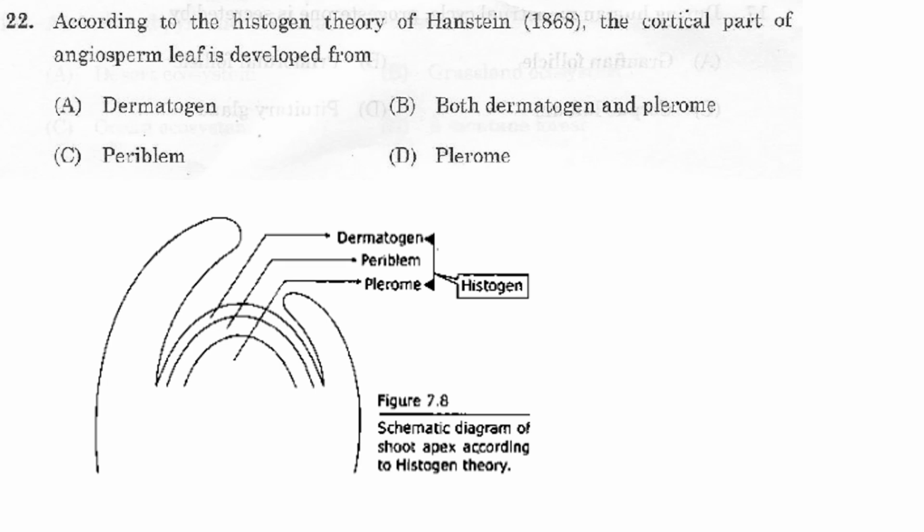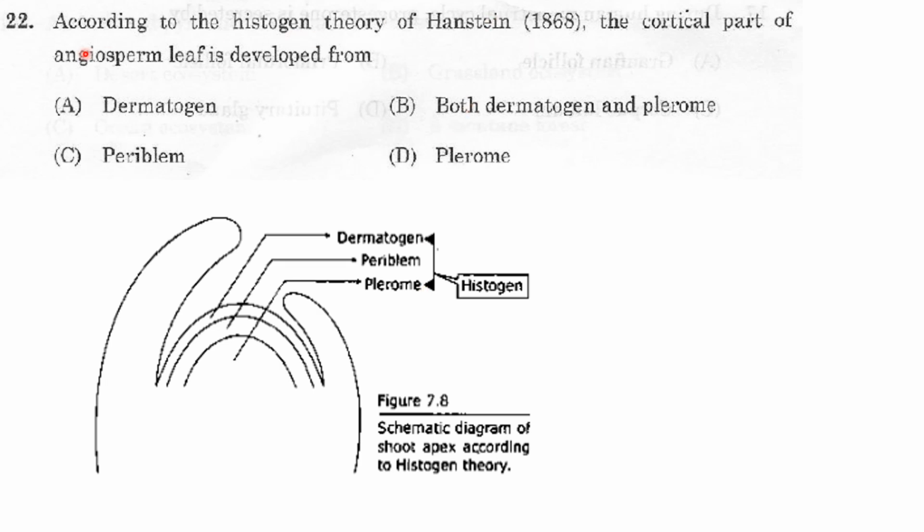Then next one. According to the histogen theory of Hanstein in 1868, the cortical part of the angiosperm leaf is developed from. So this is the shoot apex according to histogen theory. It is divided into three layers, that is dermatogen, periblem and plerome. The dermatogen gives rise to the epidermis. Periblem gives rise to the cortex, and the plerome gives rise to the stele and vascular tissues. So that is it according to the histogen theory of Hanstein.